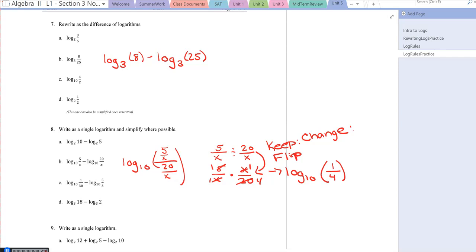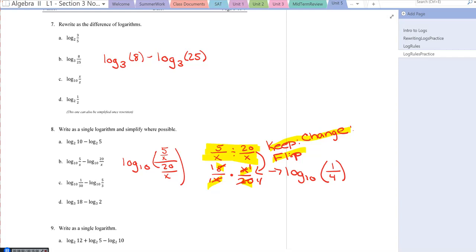So if I'm subtracting, that means I'm dividing the arguments. This is going to be 5 over x divided by 20 over x. So if I write that horizontally, I could see 5x divided by 20x. Now how do I divide fractions? I keep, change, flip, which means I keep the first one the way it is, change the division to multiplication, flip the second one. And because I did that, just like last unit, now we could do some simplification. So I could simplify the x's here. I made them both 1 because it's just x over x. And I could simplify the 5 and 20 as 1 over 4.